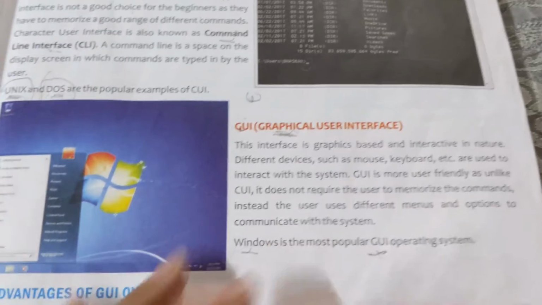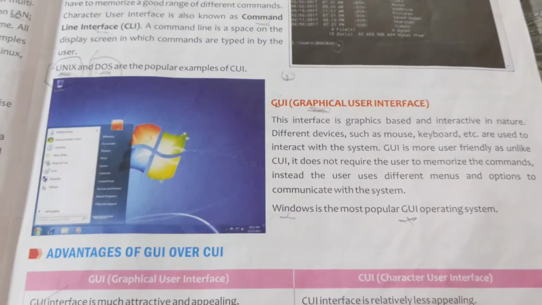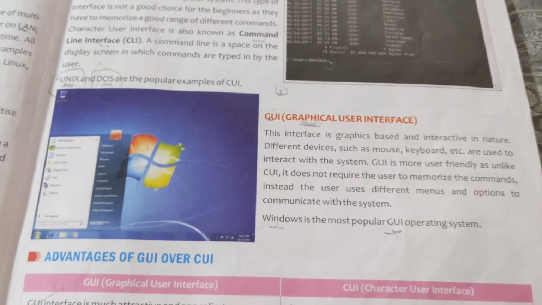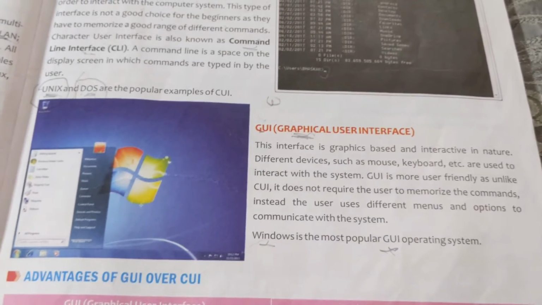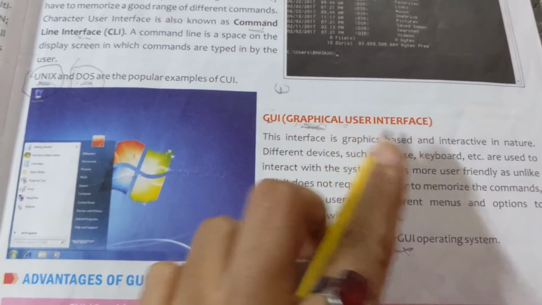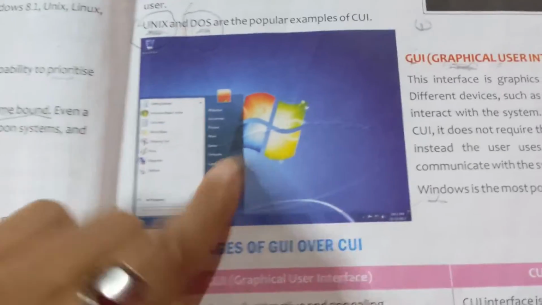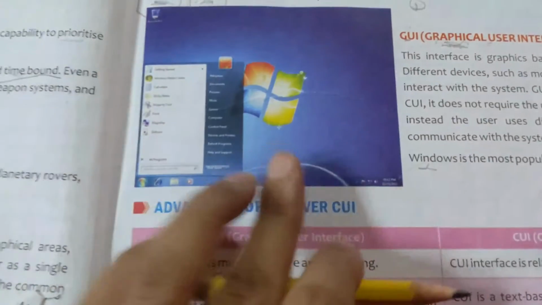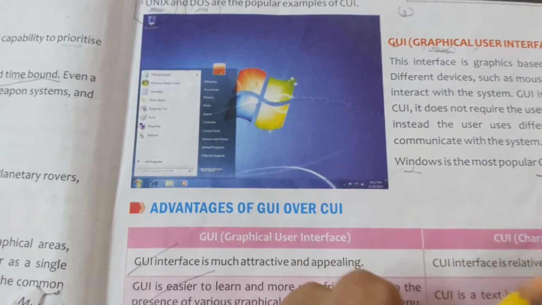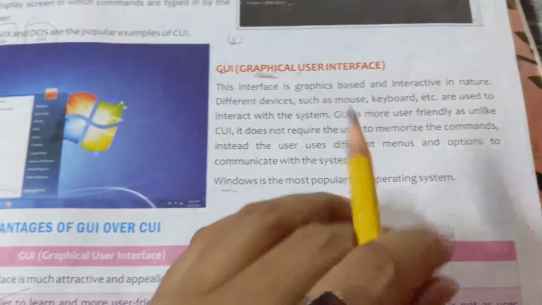So if you have pictures in that interface, music, audio, video, multimedia, then that interface is called a graphical user interface. So here is the interface pictures. So this is the Windows operating system and it is graphical in nature. So it is interactive in nature.